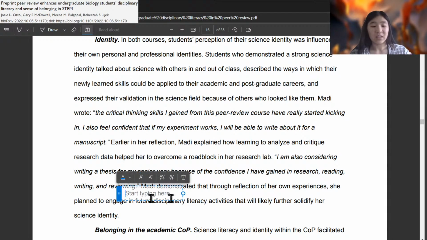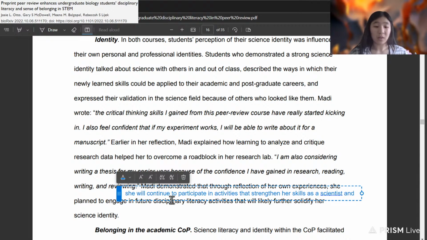So basically, she will continue to participate in activities that strengthen her skills as a scientist, and that will bring her confidence.